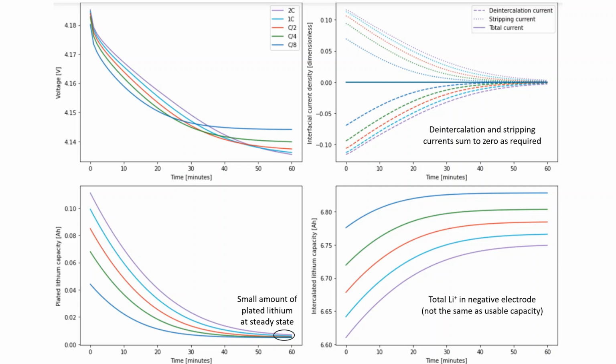The plated lithium capacity is at the bottom left, and if you look even at the steady state, there is a small but finite amount of plated lithium. That's a consequence of the equations that I've chosen. That's normal. And on the bottom right is the total amount of lithium ion inside the graphite. That's not the same as the usable capacity, but in all cases it increases as you get to the steady state.